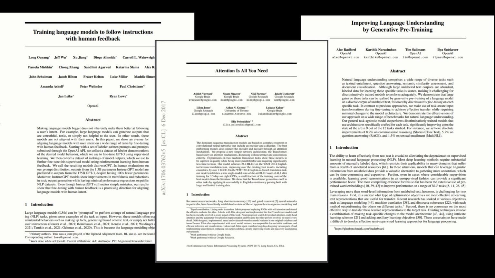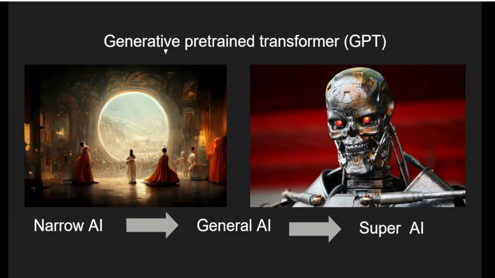So first, let's look at the name GPT, Generative Pre-trained Transformer. Now, that's a nice combination of words, but what do they mean? Generative AI basically means an algorithm that can create something: text, images, videos, code. But how is this possible? How can a machine create something?